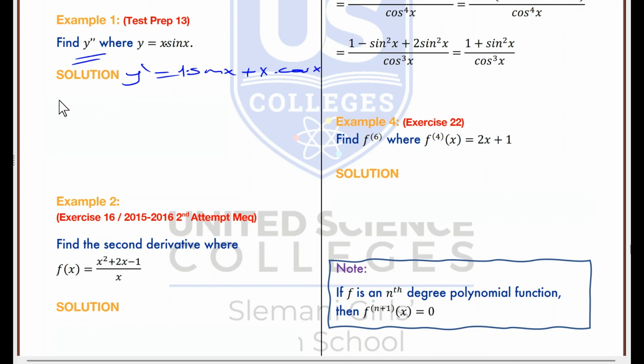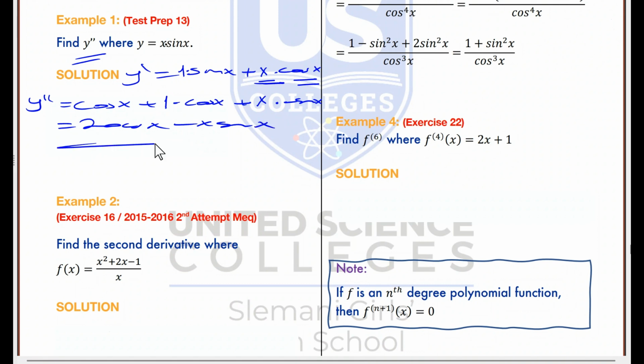I need y double prime, which indicates second derivative. So derivative of sine, cosine, plus derivative of this product, derivative of first function, 1 multiplied by second function, cosine x, plus first function x times derivative of second function, negative sine x. If there is any simplification, we will simplify. Cosine plus cosine, 2 cosine x, and negative comes in front, negative x sine x. Okay, that's my second derivative.